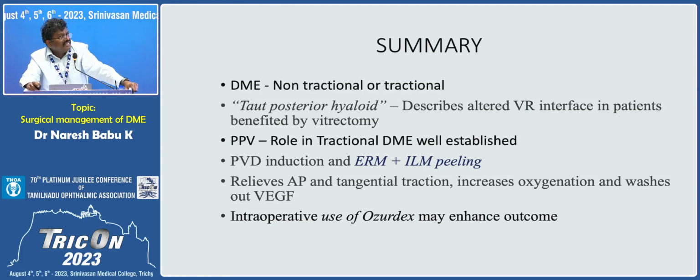When you come across tractional retinal detachment, the first thing we can go for is direct vitrectomy with or without steroid in these cases. And when you are doing the vitrectomy, PVD induction is mandatory. Peeling the ILM along with the ERM is mandatory, because if you leave the ILM, there is a recurrence of ERM in these cases. And we have to relieve the anteroposterior as well as the tangential traction, thereby increasing the oxygenation. And when you use the Dex implant along with the vitrectomy intraoperatively, it is quite beneficial.